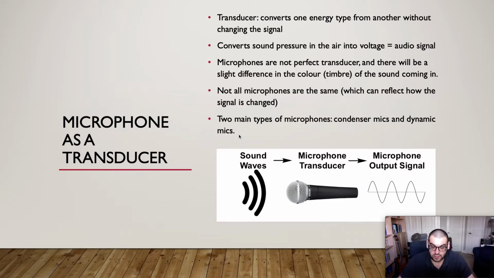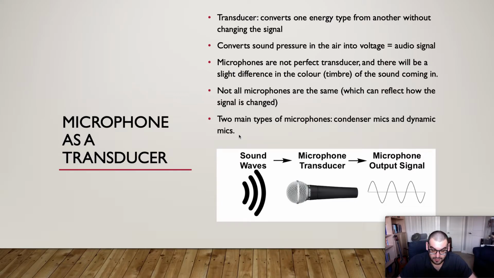Now, though we try to make this change as transparent as possible, to have as little variation from the sound pressure variations to the voltage variations, there is always going to be some change that happens. The microphone itself is going to color that signal in some way. So not all microphones are the same. There's many variations and specifications, and that really reflects on how that signal is changed and how it is transduced.